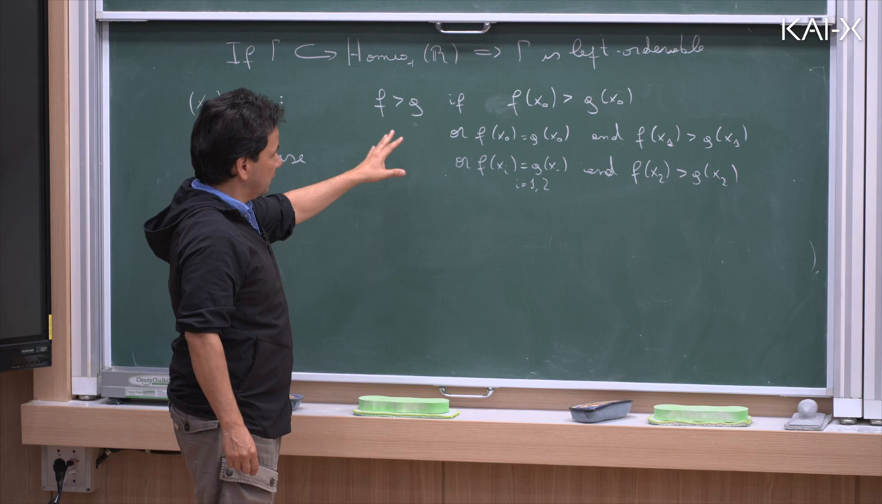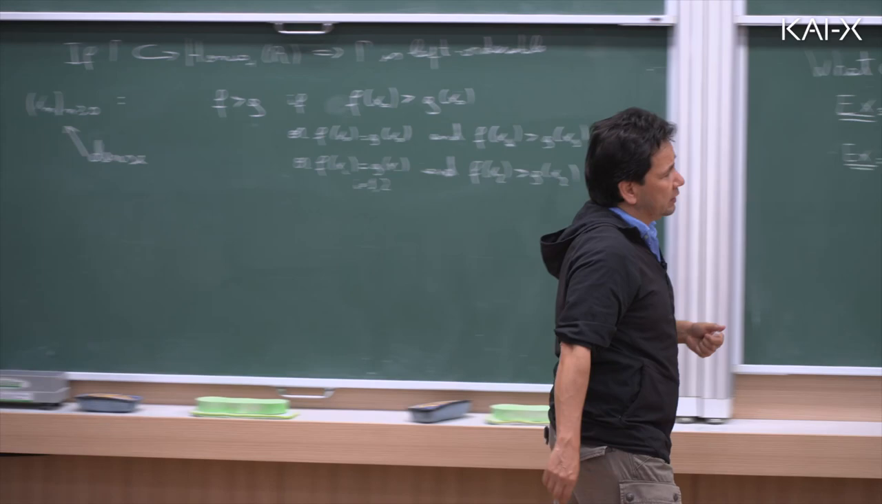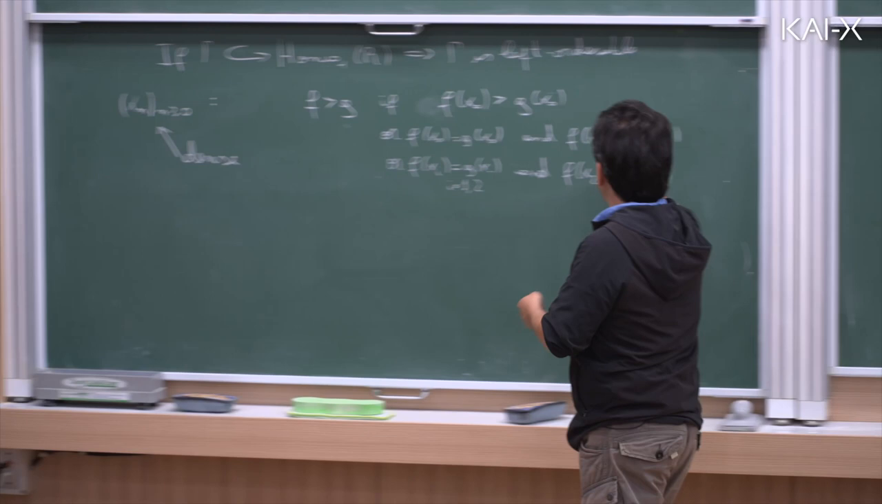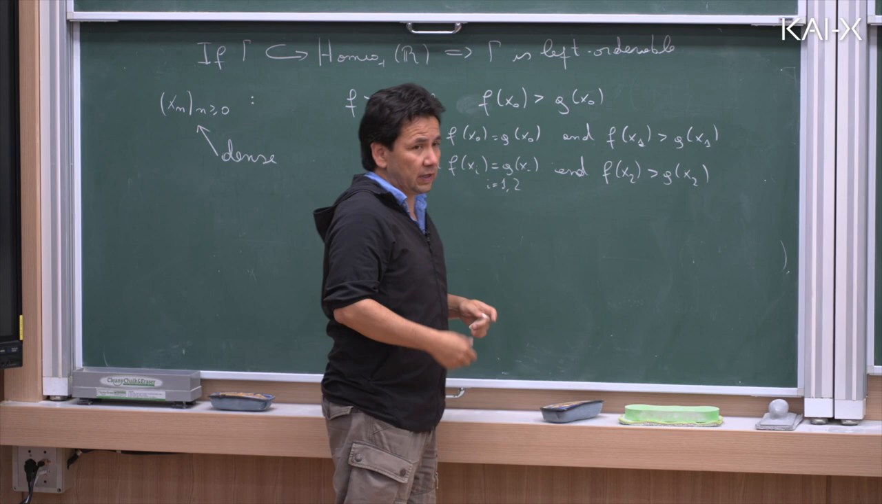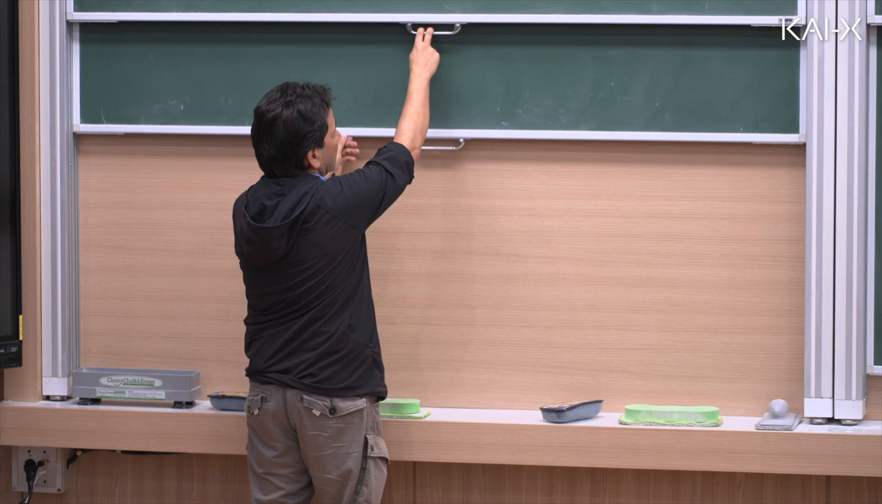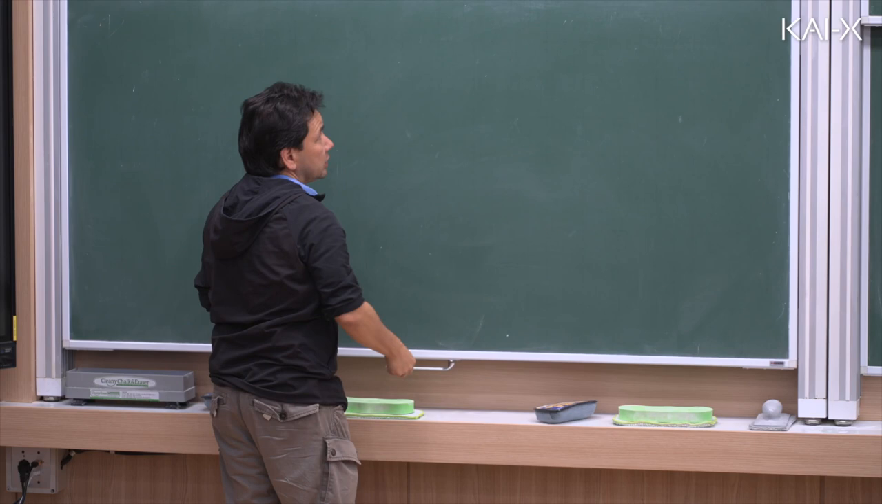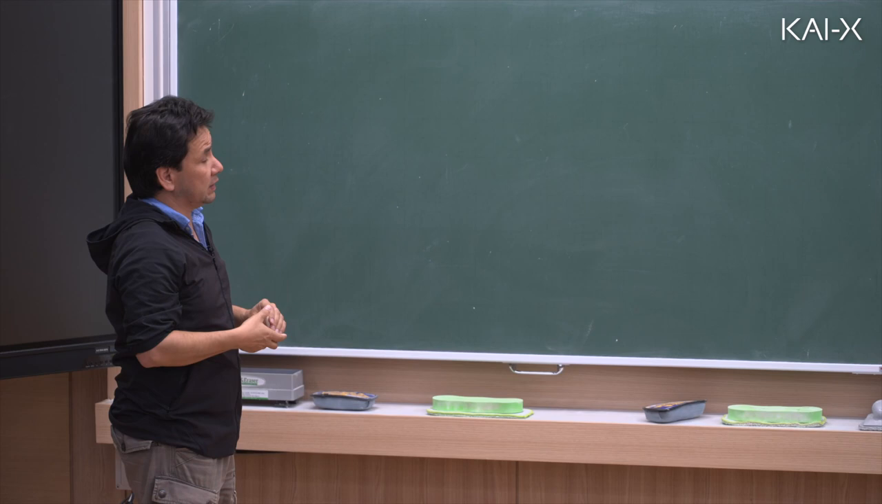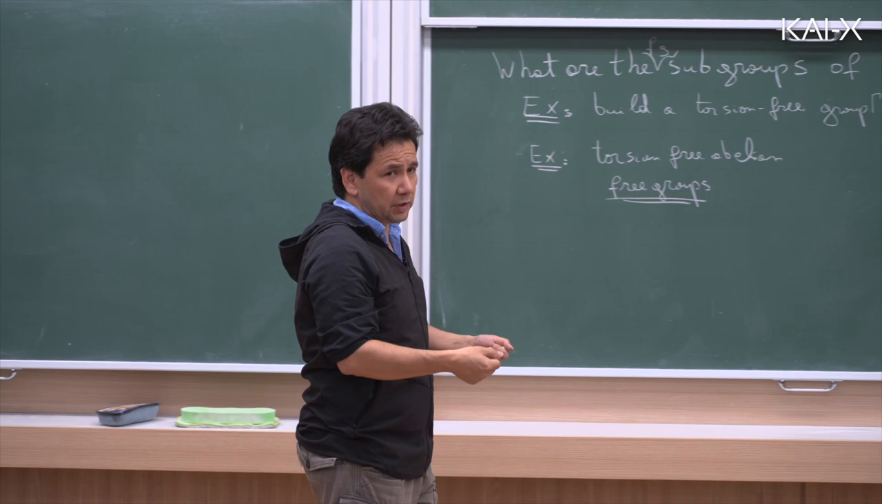And it's very easy to see that this order is invariant on the left, because if you have such an inequality, well, this is preserved by composition on the left by any homeomorphism of the real line. OK, so this is one way to see why groups of homeomorphisms of the real line are left orderable. It is very interesting that the converse is also true. It may be left as an exercise.